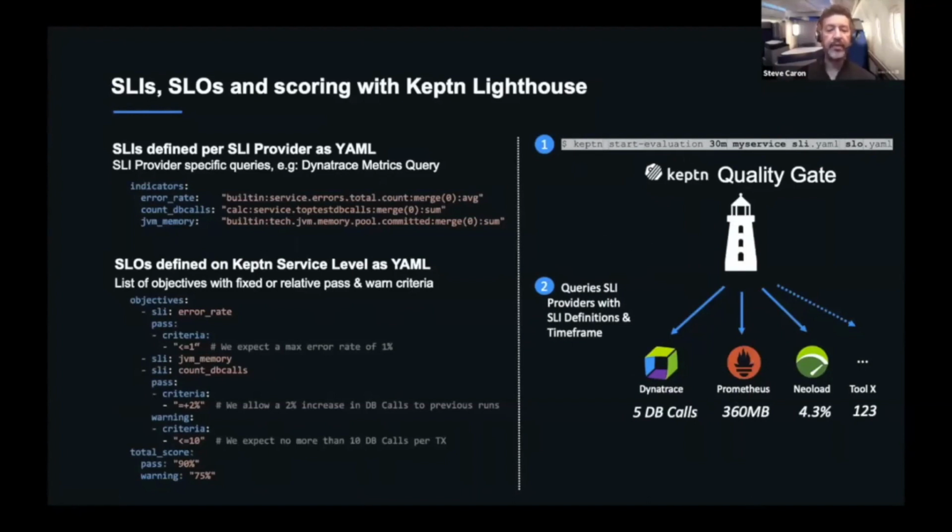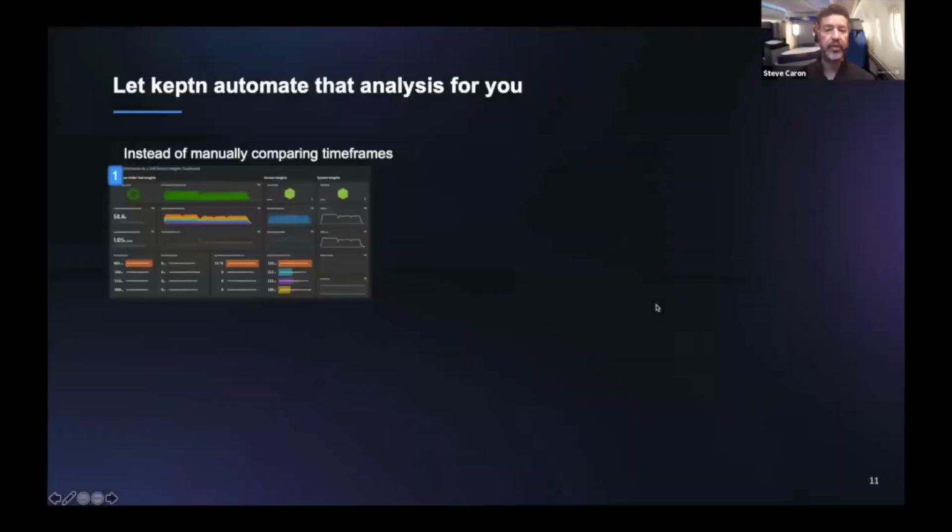Then we'll calculate a score for each SLI, and the scores are weighted. One SLI, for example, can have a weight of 2 versus another one, which means its score will have twice the influence on the total score. This also means that a build can still pass the evaluation even if some of its SLIs are below SLOs. In the end, a total score is calculated, and that score is either pass or fail, or it can also be a warning, which could mean a human intervention is needed to approve or reject the build.